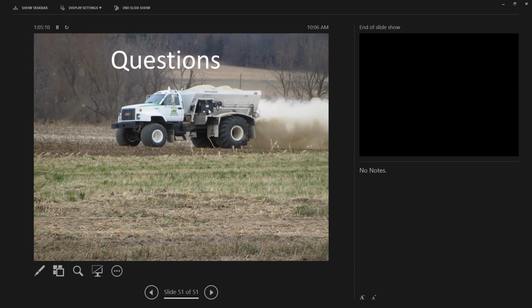Anything else? Well, if you guys don't have anything else, I'm going to start putting some flags in the ground and getting some potash applied so I can plant some corn.